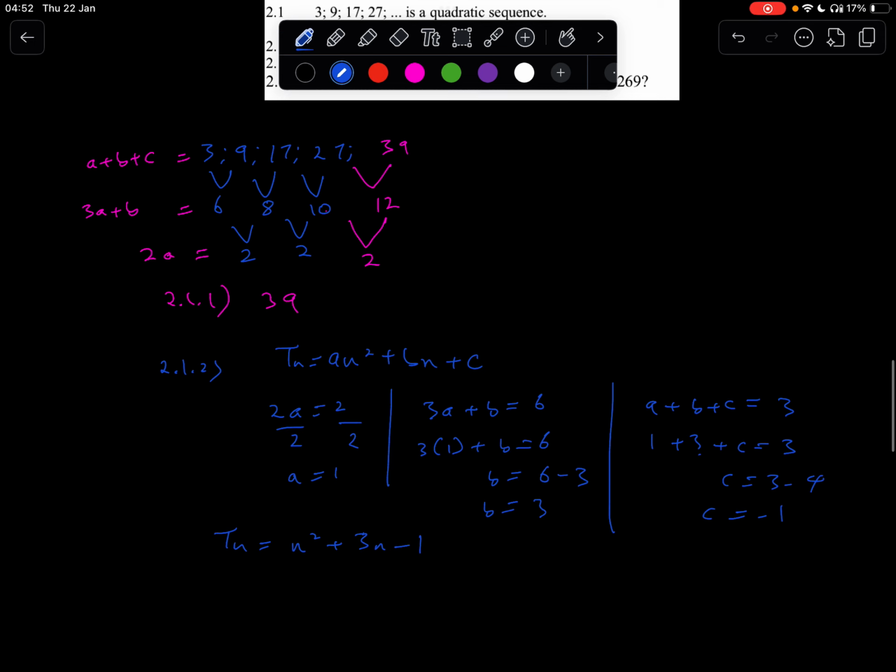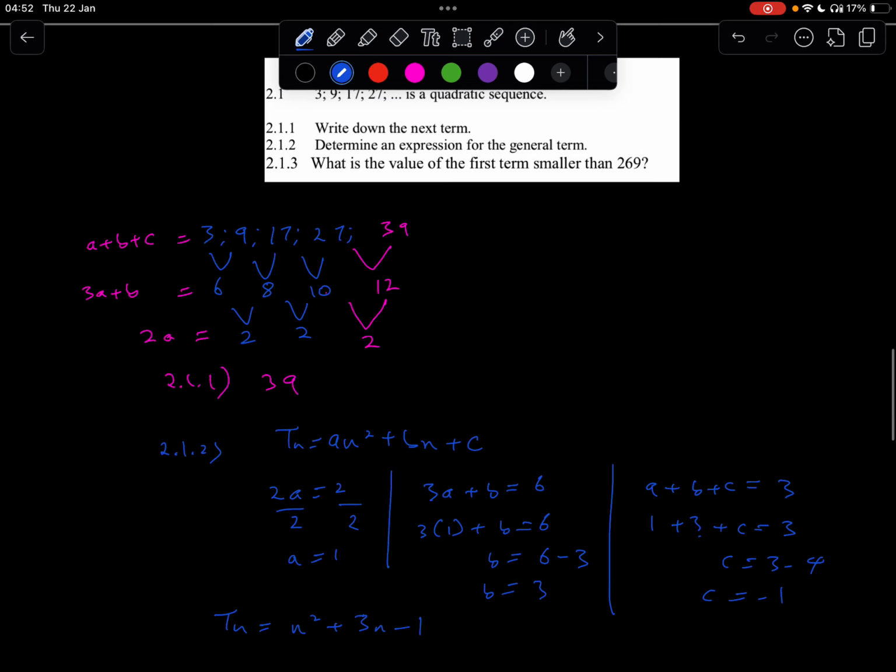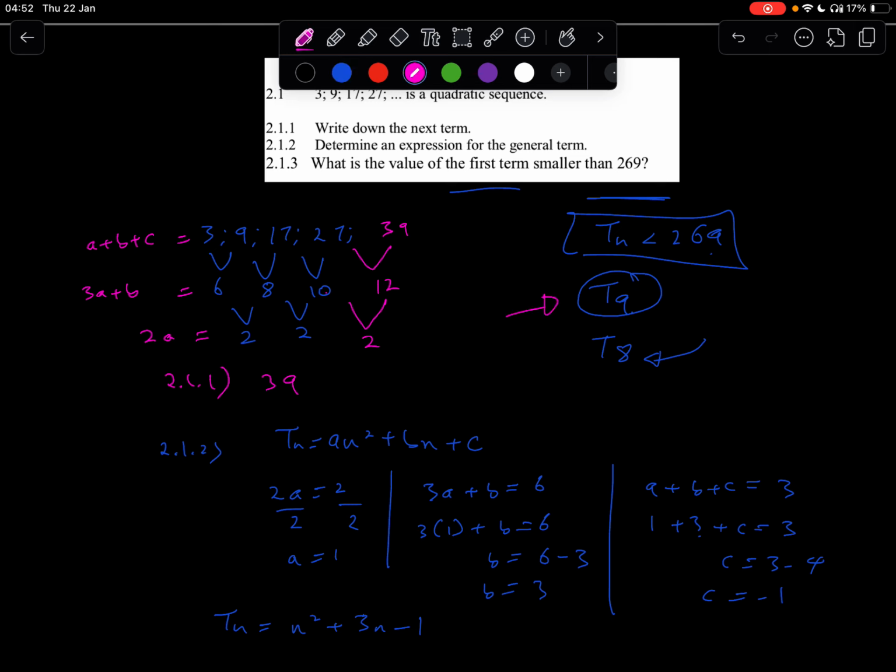Okay, and then last question, what is the value of the first term smaller than 269? So we want to know the first term that is smaller than this value, 269. Maybe it's term 9. If term 9 is smaller than 269, then even term 8 is smaller than 269, but we want the first term that's smaller than 269, which would be term 9.